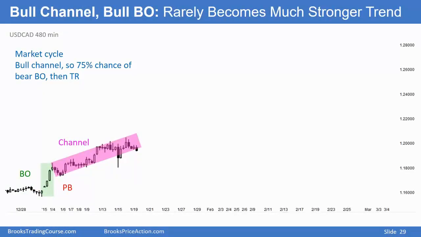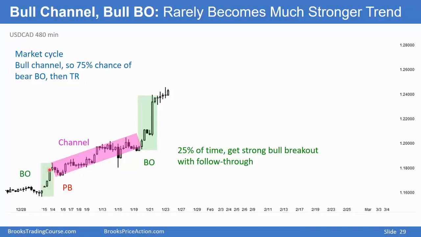Here's the dollar versus the Canadian dollar, a 480-minute chart. We have a bull breakout, and then a pullback, and then a channel. 75% chance, bull channel, bear flag. 75% chance we get a bear breakout and the evolution into a trading range. 25% chance we get a bull breakout and the market cycle starts over again.